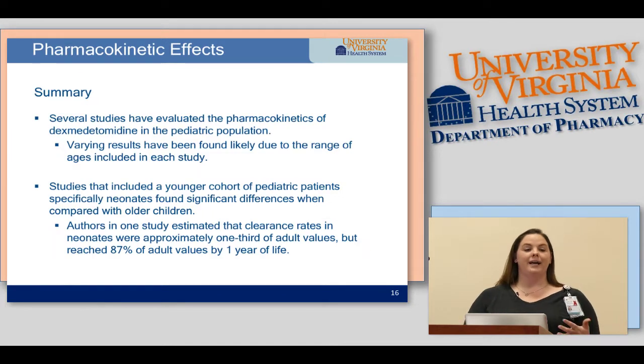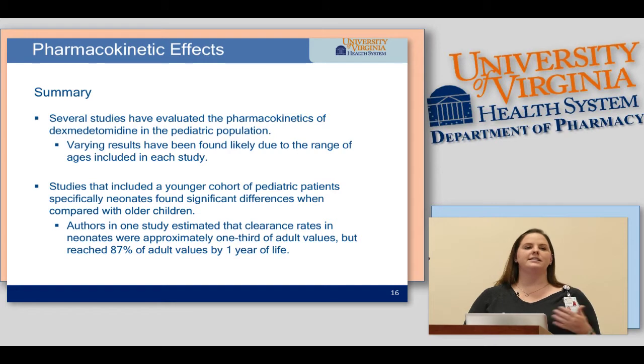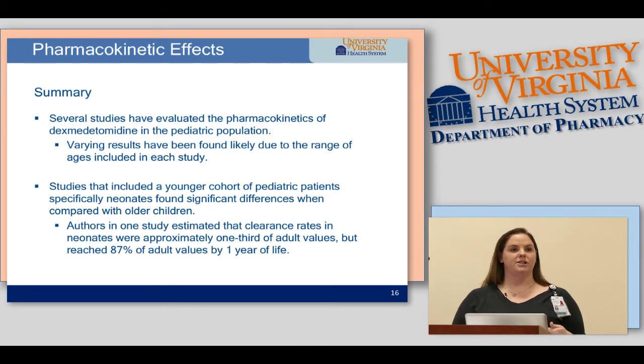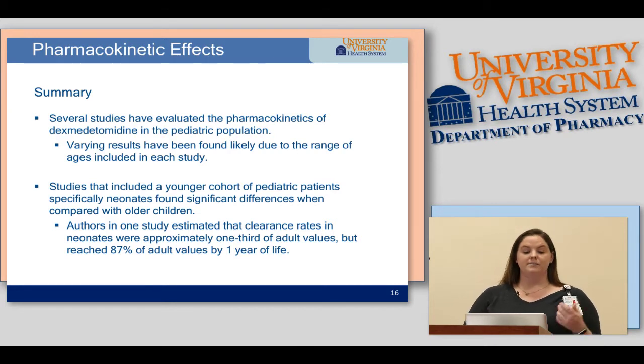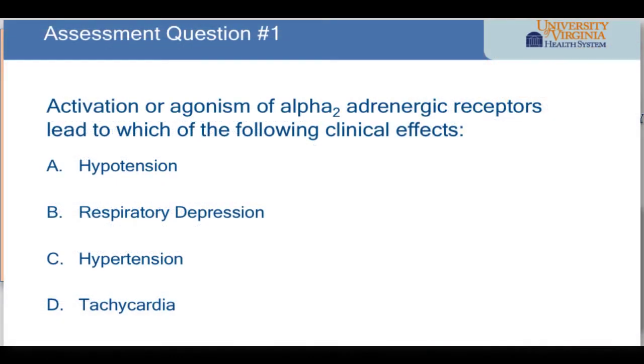So, a summary of what those studies showed. Several studies have evaluated the pharmacokinetic effects of dexmedetomidine in the pediatric population. There are varying results, and this is likely due to the age of the patients they were looking at. Studies that looked at the younger cohort of pediatric patients, specifically neonates, found significant differences when compared with older children. Authors in one study estimated that clearance rates in neonates were approximately 1/3 of adult values. However, they reached 87% of the adult values by 1 year of life.